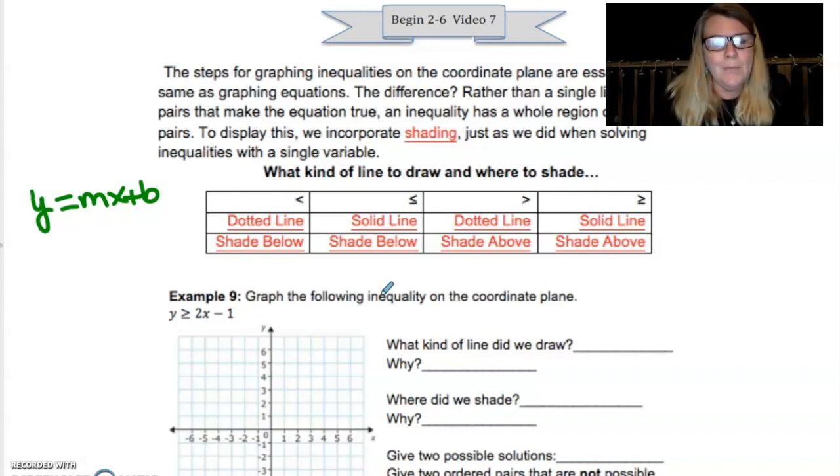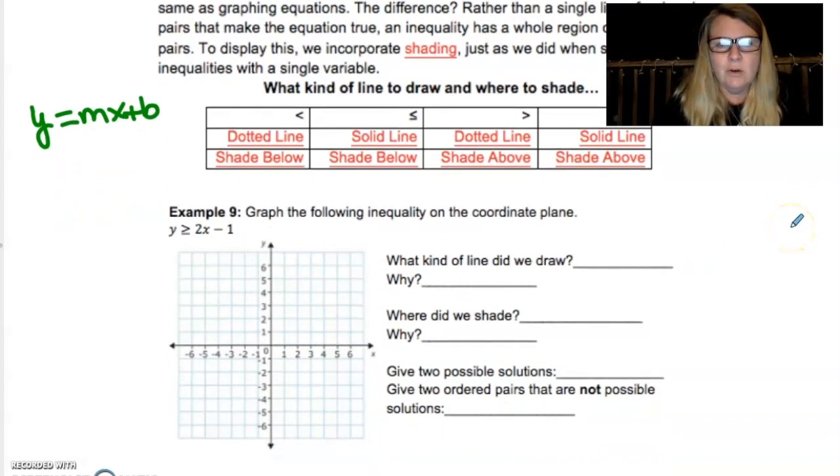Okay, the first example that we're going to look at is in slope-intercept form. We need to pick out the slope, and we need to pick out the y-intercept. The slope is 2, which we'll write as a fraction because it is rise over run. The rise is positive, so we would go up, and the run is positive, so we move to the right.